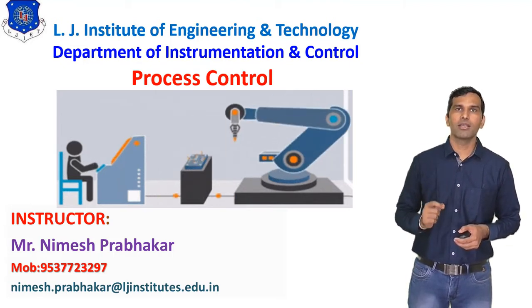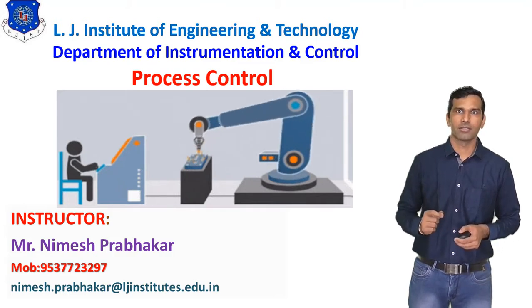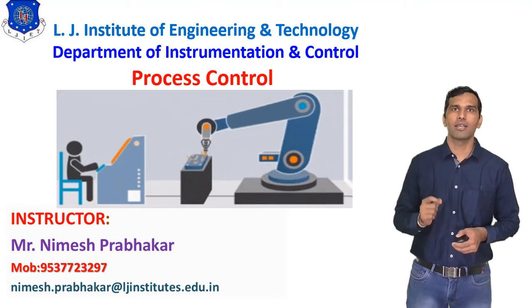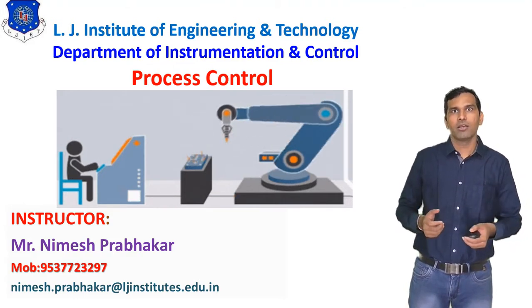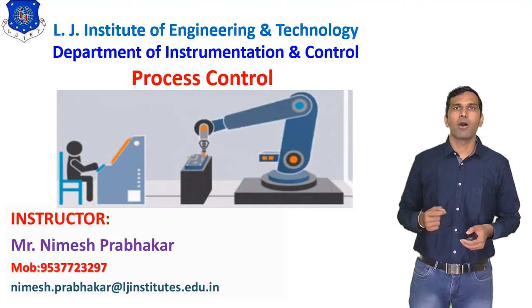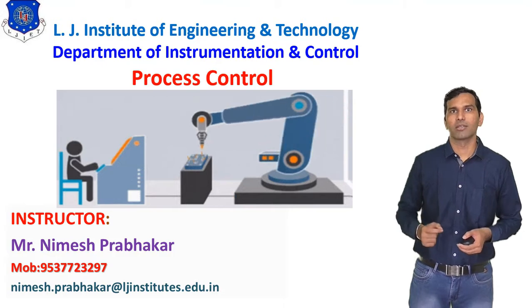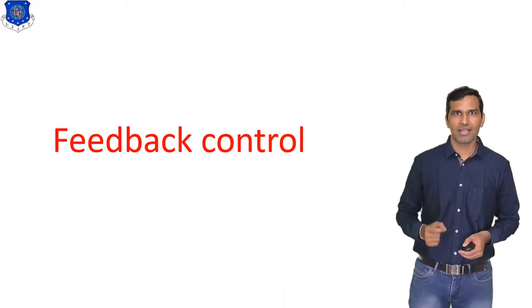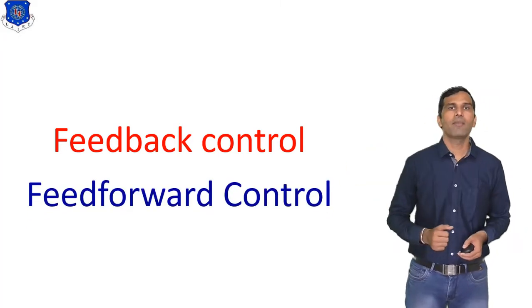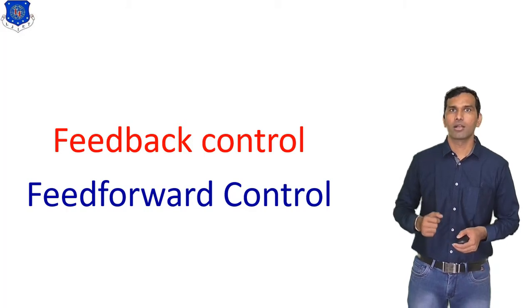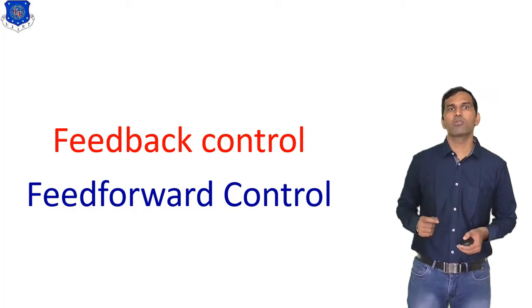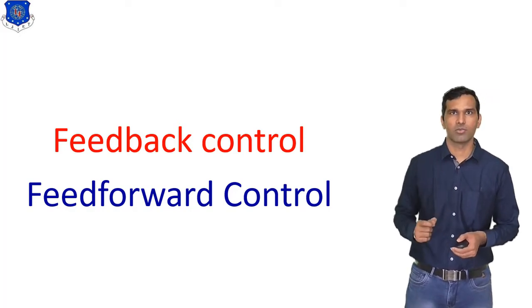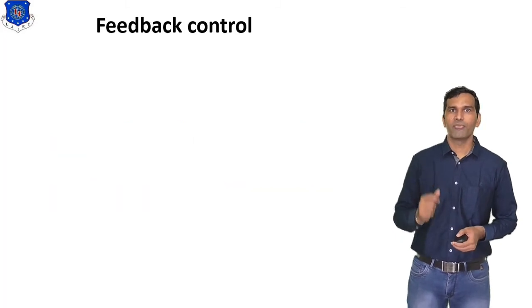The name of this chapter is Advanced Control Techniques. That means chapter number 8 starts in this lecture. As the name indicates, in this chapter we discuss advanced techniques of controlling. Here we discuss the feedback control system, then the feed-forward control system, and last we compare these two control systems. So now we start the feedback control system.